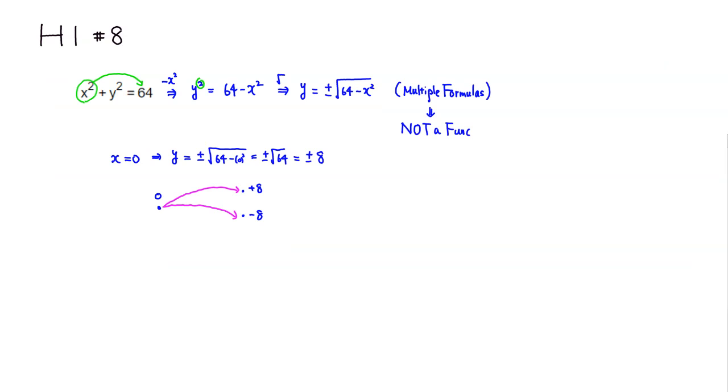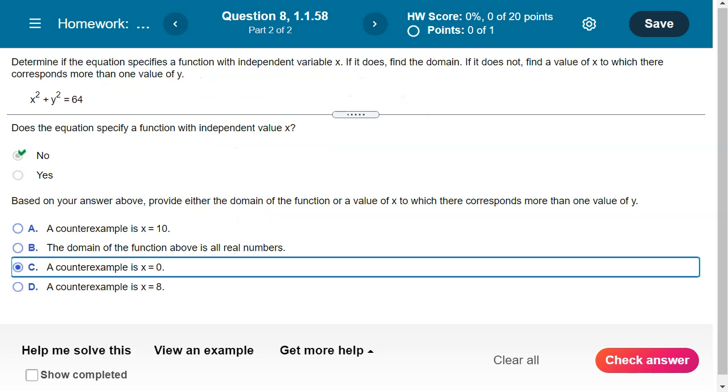x equals 8 almost works out, but if you plug in 8 here, 64 minus 8 squared would be 64 minus 64, so you have plus or minus 0. That will only give you one value, 0. So that wouldn't work as a counterexample. Therefore, C is the only correct answer.